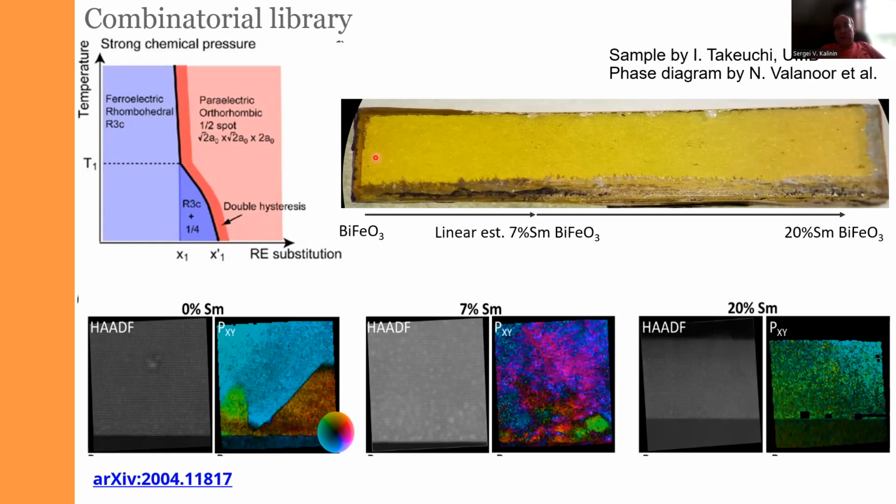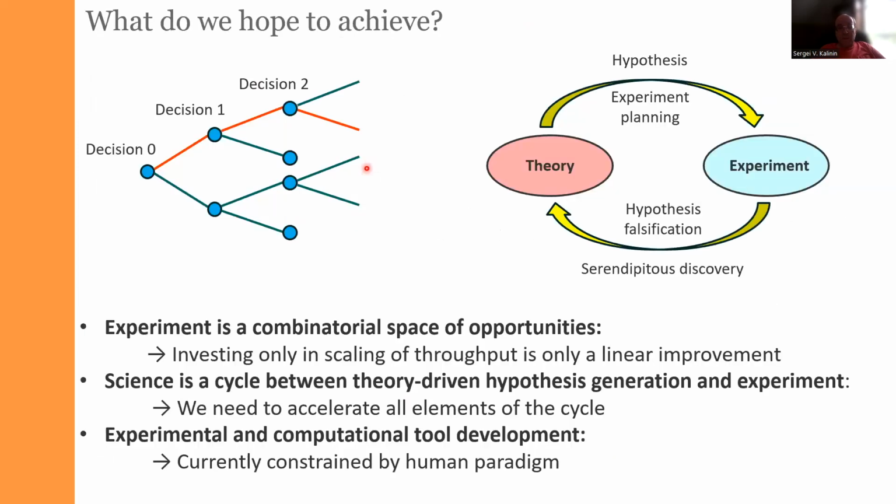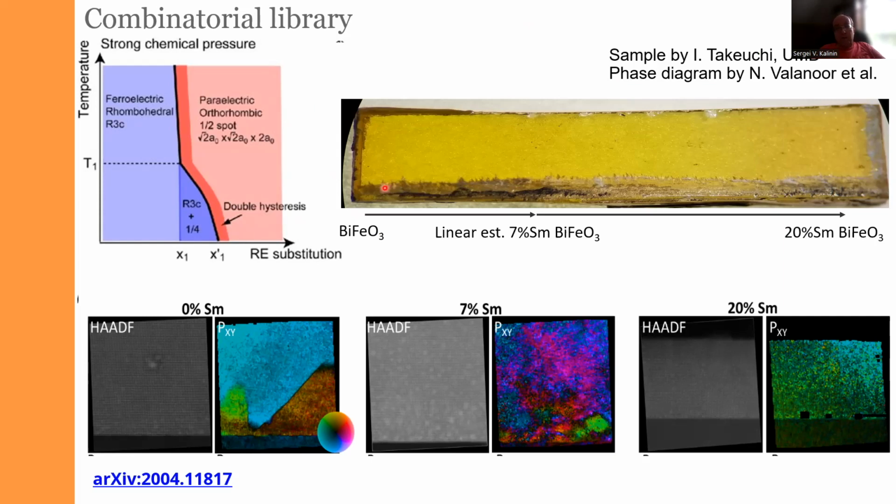A typical example for this is the combinatorial library. They're relatively easy to make. People have been doing it for 30 years. This is the example of a combinatorial library of bismuth ferrite, which is pure bismuth ferrite on one end, doped bismuth ferrite on the other end. So this is essentially this line on the phase diagram. This library encodes the full phase diagram, and we can use electron microscopy to study it.